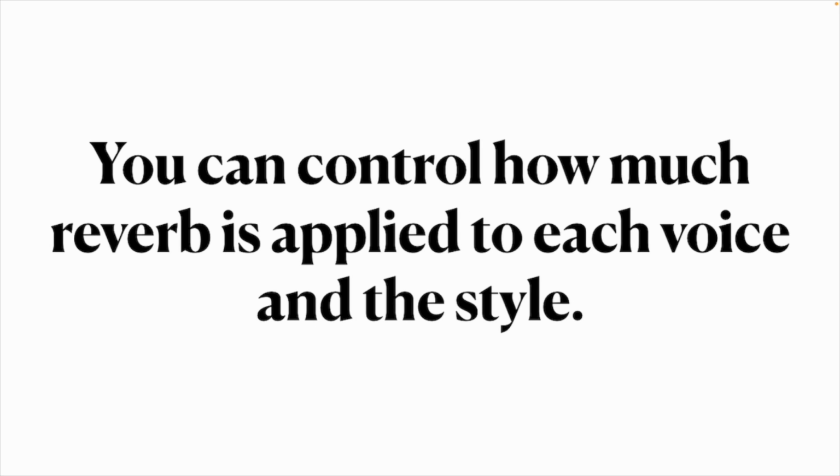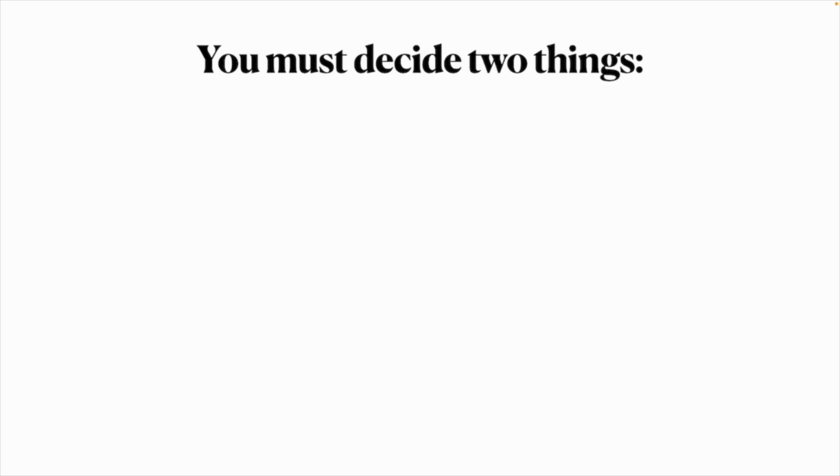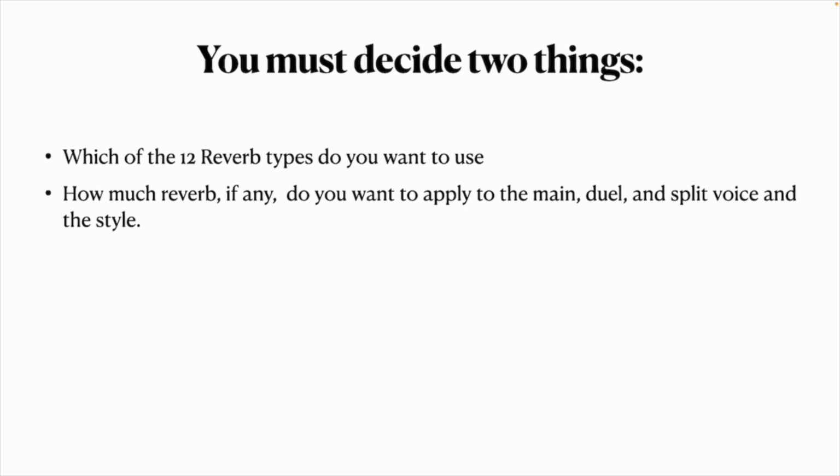You can control how much reverb is applied to each of the voices individually, and you can apply reverb to the style if you want. So, to get going, you must decide two things. The first thing is, which of the 12 types of reverbs do you want to use? And next, how much reverb, if any, do you want to apply to the main voice, the dual voice, the split voice, and the style?